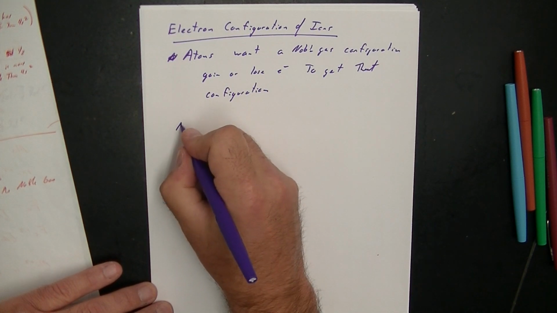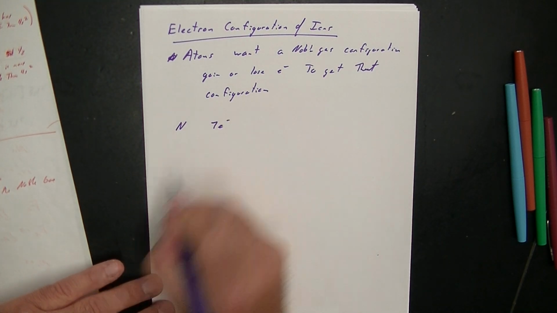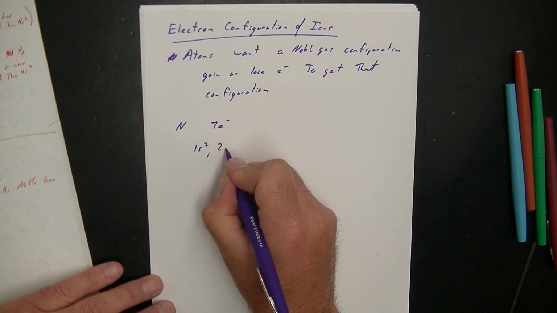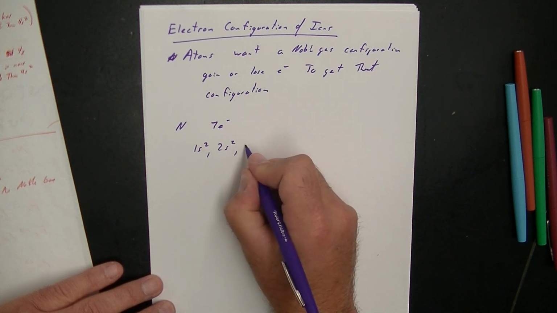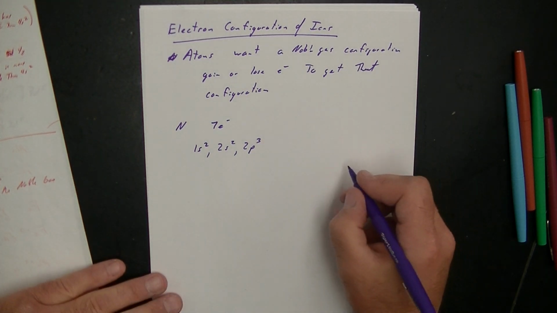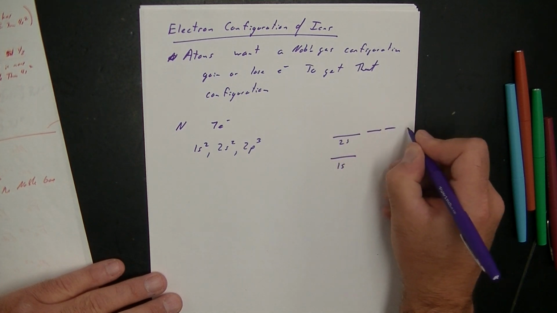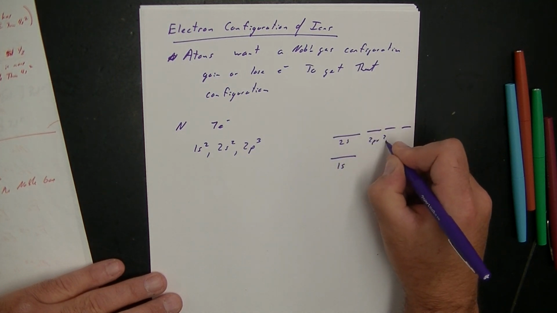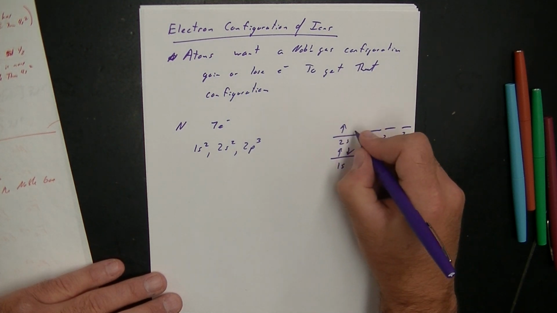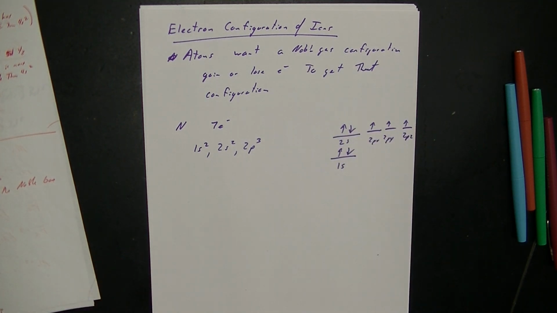So nitrogen, let's start there. Nitrogen has 7 electrons, so its configuration would be 1s2, 2s2, 2p3. Its orbital notation would be this: 1s, 2s, 2px, 2py, 2pz. We would have an up, down, an up, down, and up, up, up.